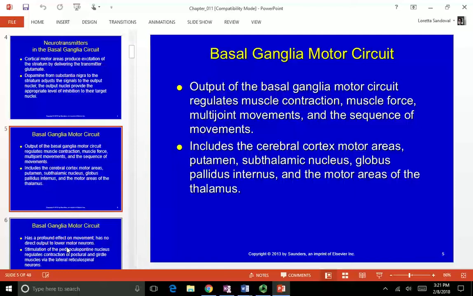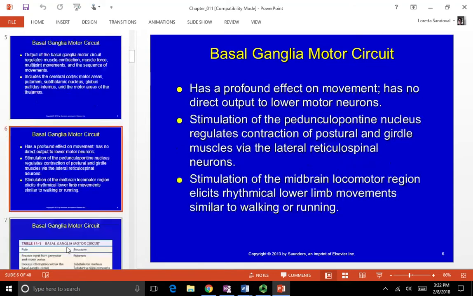So the basal ganglia motor circuit regulates muscle contraction, muscle force, multi-joint movements, and the sequence of movements. That's all pretty basic for just our normal day-to-day movements. It includes cerebral cortex motor areas, and then some of those other nuclei that we discussed as part of the basal ganglia circuit. The basal ganglia has a profound effect on movement, but it has no direct output to lower motor neurons.